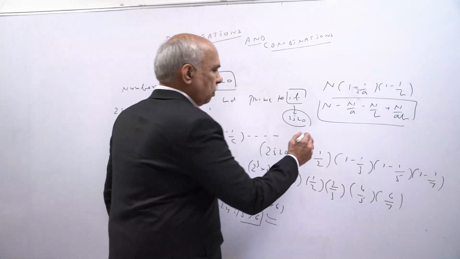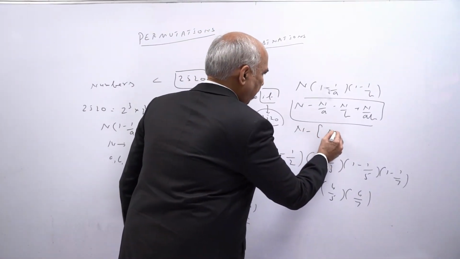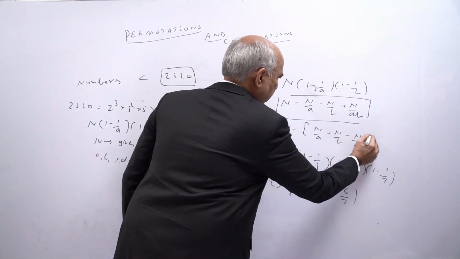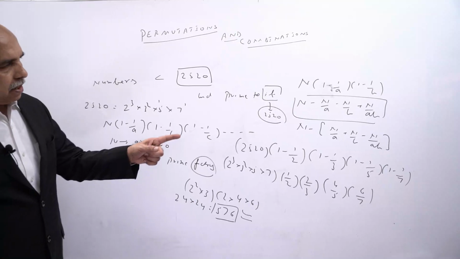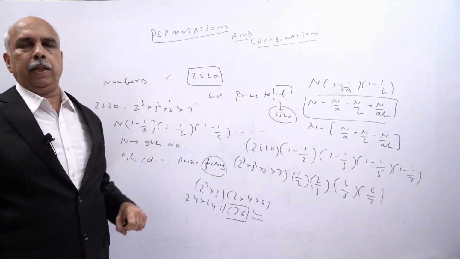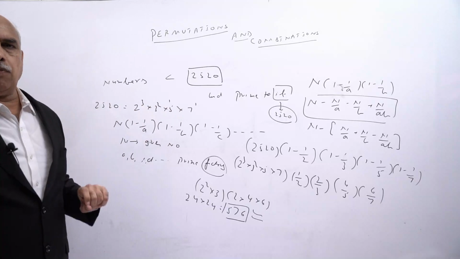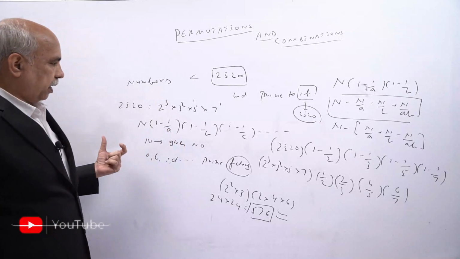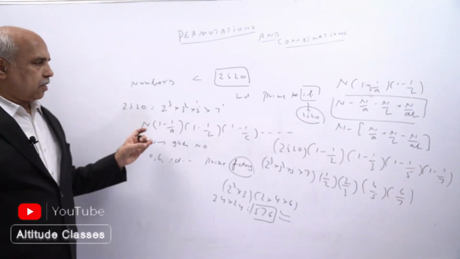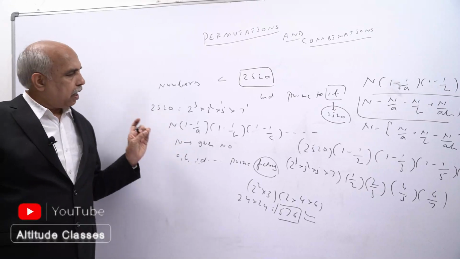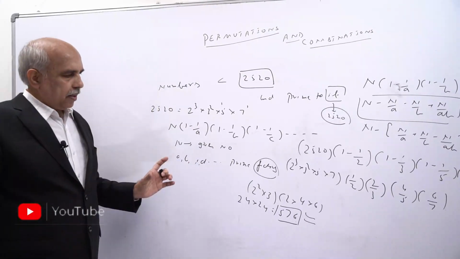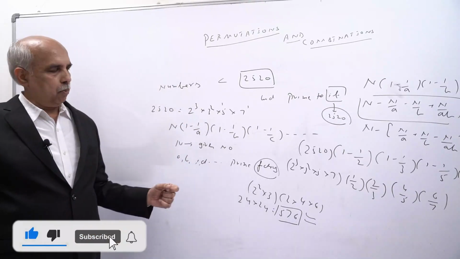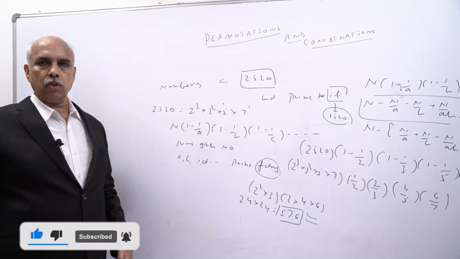Or if I want to simplify this in a different way, it is n by a plus n by b minus n by ab, which is the formula for a union b: n of A plus n of B minus n of A intersection B. If I subtract that from the total, it comes out as the formula we have written. So, multiples of 2, 3, 5, and 7, I need to subtract from the total so that I get the numbers which are less than 2520 and prime to it. And this completes the question. We'll go to the next question.